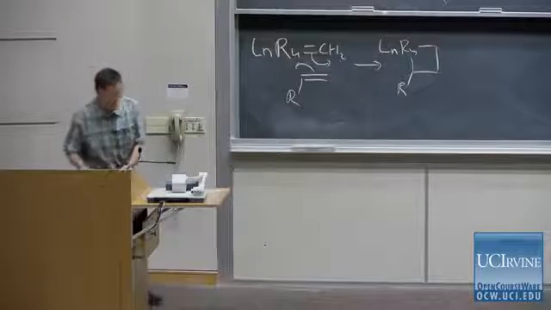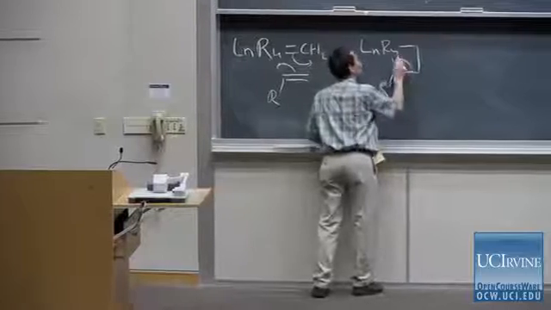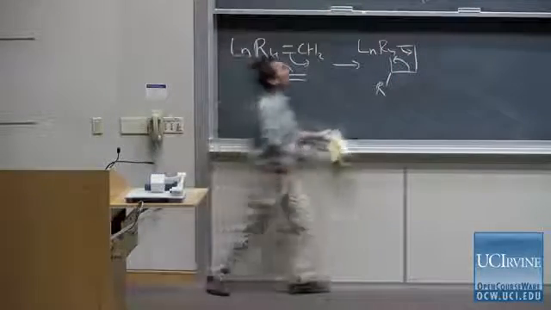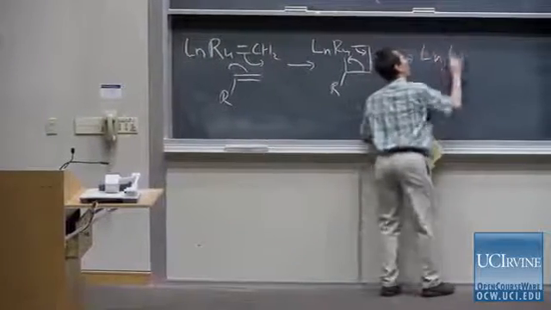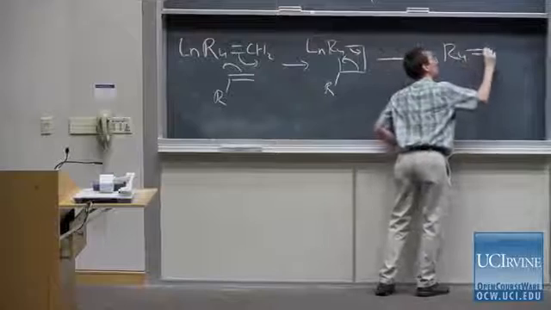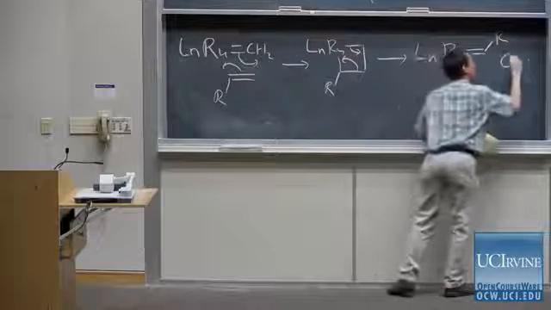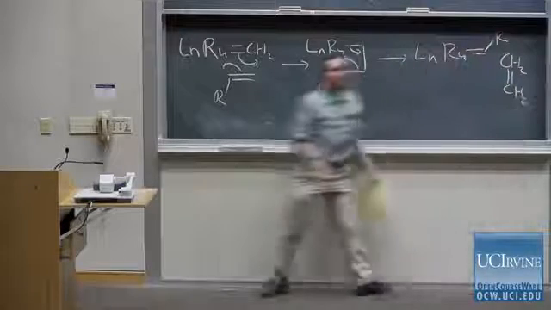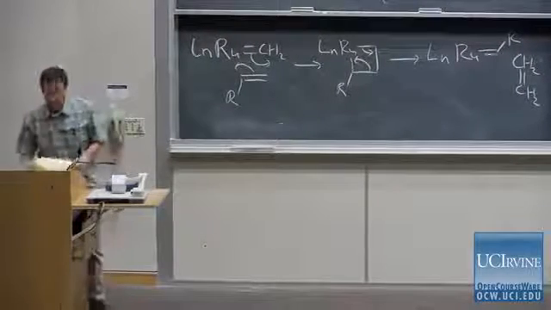And now we do the reverse of the cycloaddition reaction, and we blow out a molecule of ethylene, and we get back our carbene. And this cycle continues over and over and over again as we drive the reaction, blowing out ethylene and driving the chemistry forward.